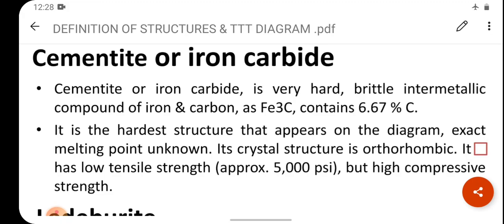Exact melting point is unknown. Its crystal structure is orthorhombic. It has low tensile strength, approx 5000 psi. You can refer what is psi, but high compressive strength. टेंसाइल स्ट्रेंथ क्या होता है सीमेंटाइट का? काफ़ी होता है बट लो होता है. सॉरी, tensile strength is low but compressive strength is more.